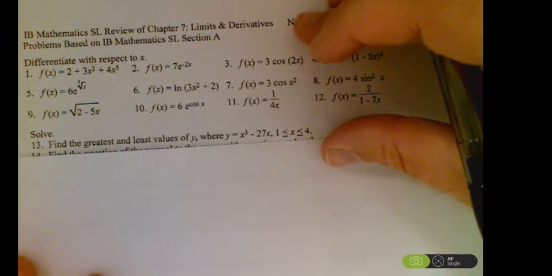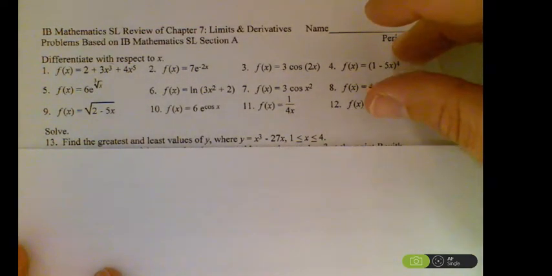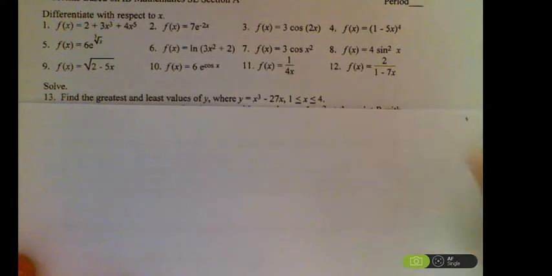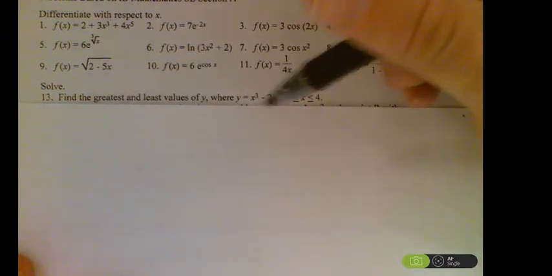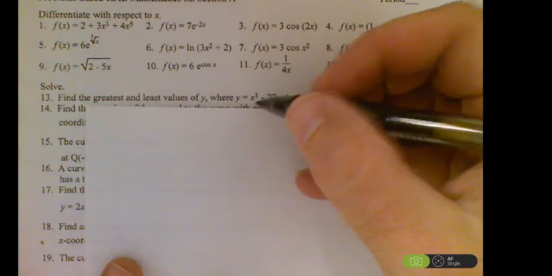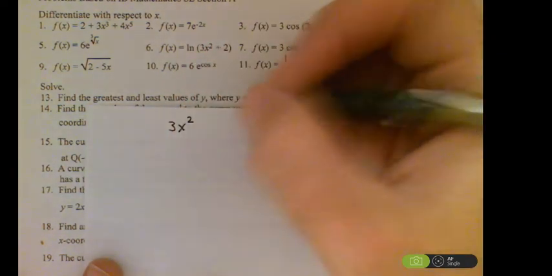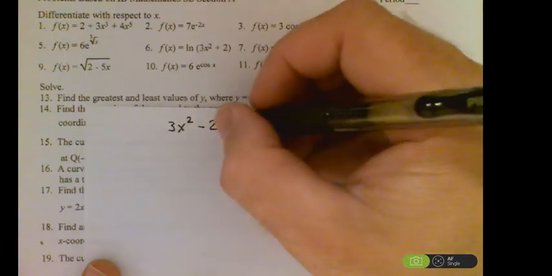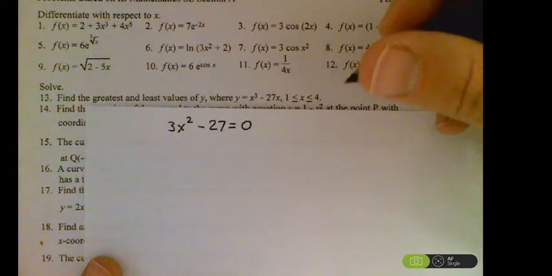So greatest and least values of y within that given domain from 1 to 4 inclusive. So with something like this, so greatest and least or max and min, same thing, always occurs whenever your derivative is 0. So I'm going to take the derivative of our function, slide that one over. So using the power rule, we'd be looking at 3x squared minus 27. That's our derivative. I'm going to set that equal to 0. That's where all of your max and mins occur, or greatest and least values occur.